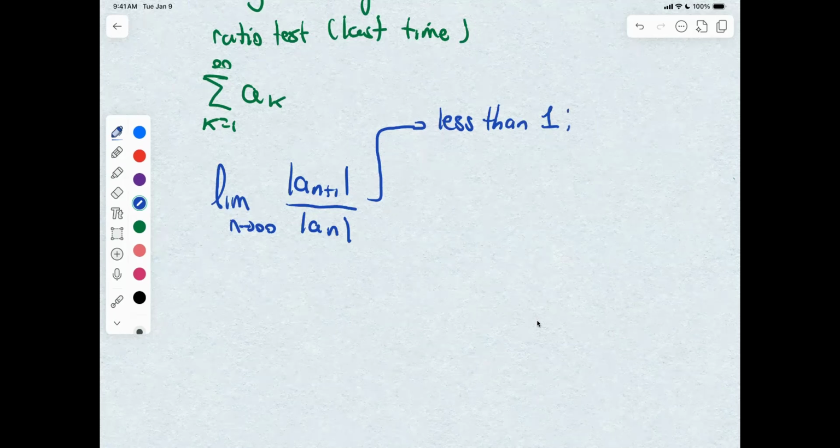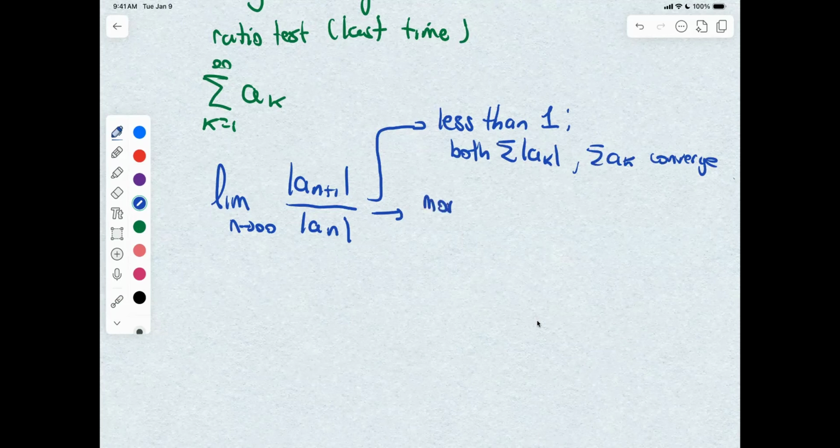So I'll write that explicitly. If the limit is more than 1, then it diverges. And I'm going to do an example about that in a moment after I'm done writing the ratio test. So if the limit is more than 1, both of these series diverge with or without absolute value.